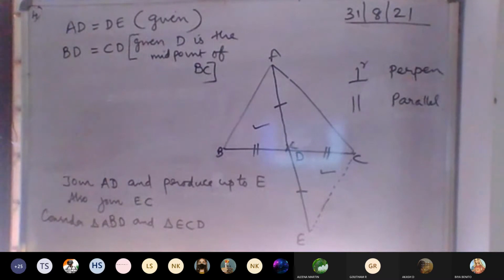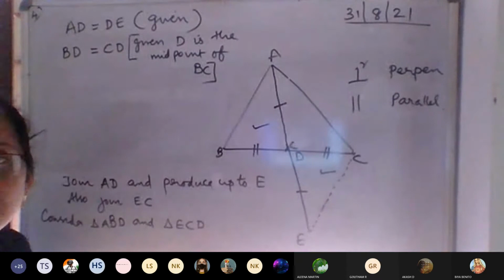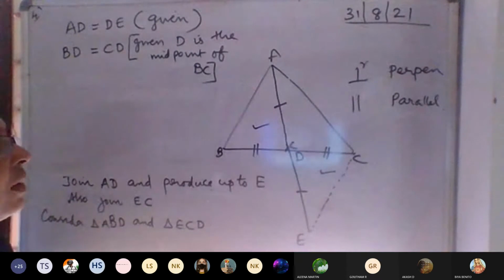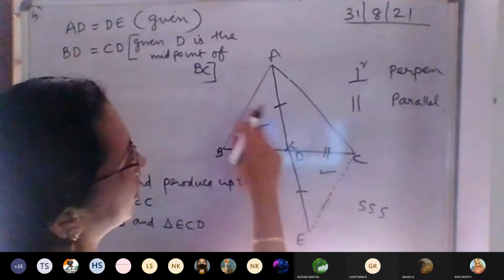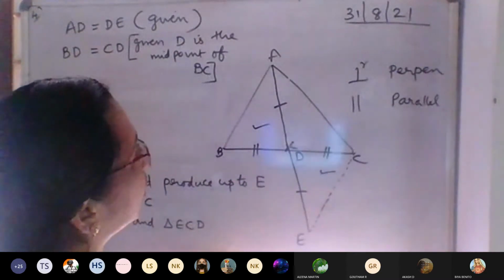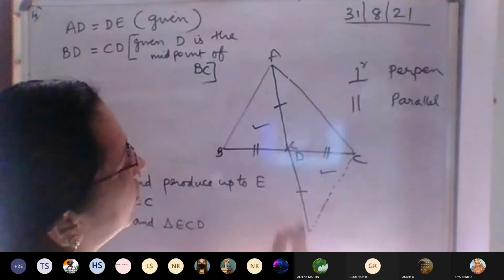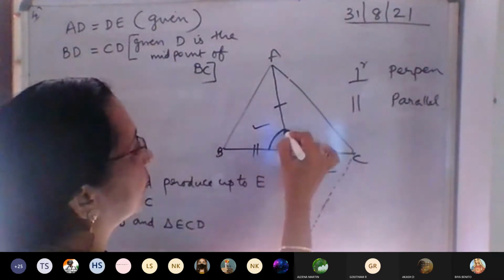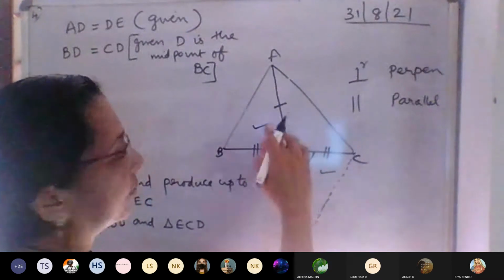Then two sides are equal. Can we say the third side is equal? Nothing is given there, so we can't use SSS. The third side is not equal. Then, what about these two angles? We are considering these two triangles.